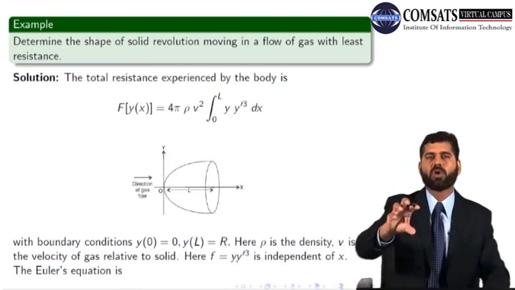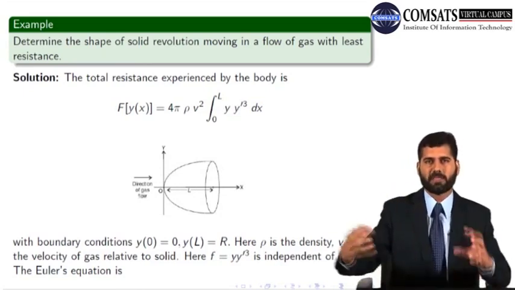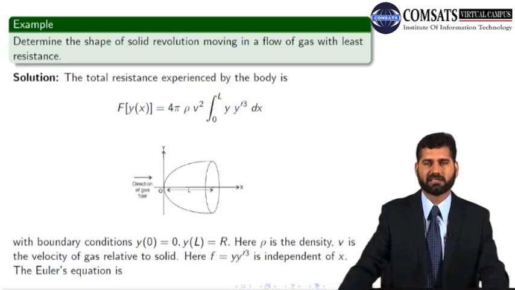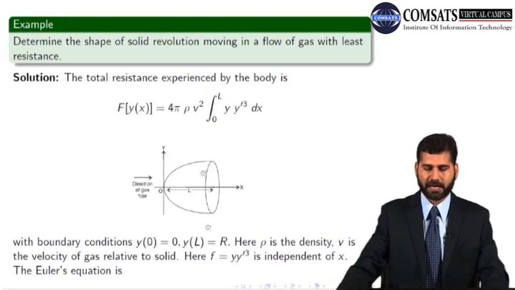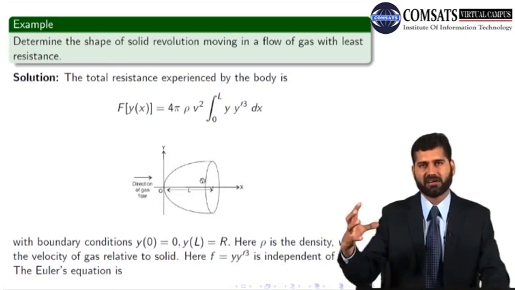It's moving, so you want to minimize the resistance which is affecting the motion of this solid. All right, so again it's a revolution. Let's say the length is L, so x goes from 0 to L, and I need to determine this y of x that gives me the least resistance. The boundary conditions are y(0) equal to 0 and y(L) equal to r, the radius of the other side.